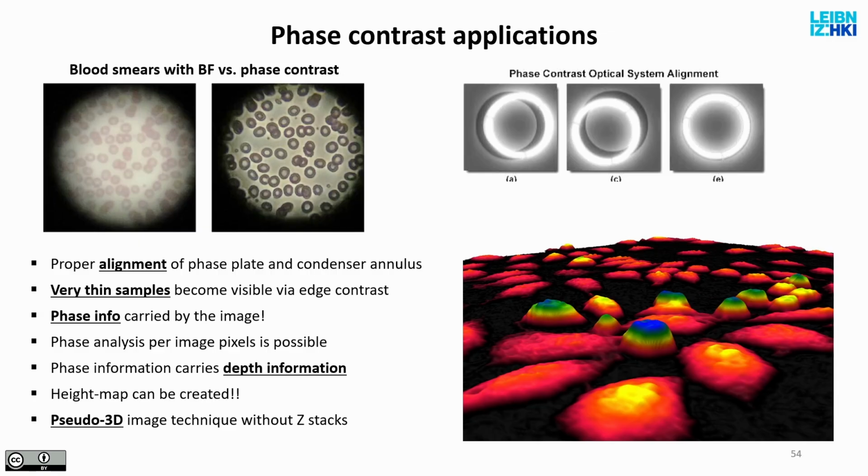And the effect of this is this: if you look at a sample, this is a blood smear, with bright field microscopy versus turning the phase contrast on, you will see that the membranes are very well emphasized here. And this can be much more easily counted and characterized than the simple bright field image. Alignment is again, of course, crucial. So the two patterns have to be perfectly aligned, which has to be checked again before each experiment.